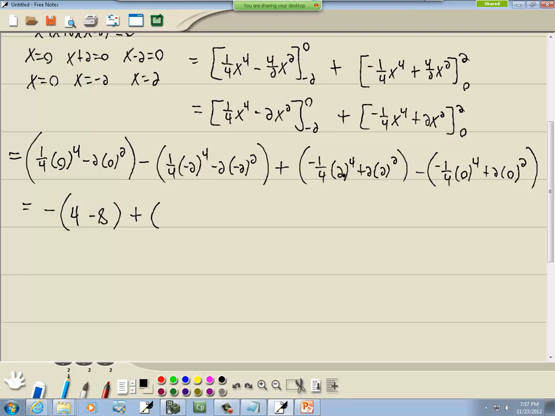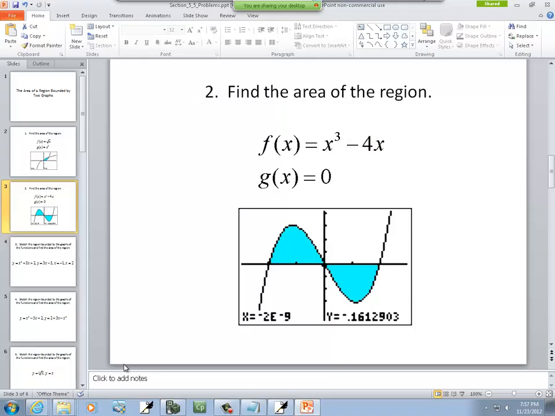2 to the 4th is 16, divided by 4 is 4, so we got negative 4. And 2 squared is 4 times 2 is 8. Well, this gives us negative 4, and negative 4 plus 8 gives us 4. And here a negative negative gives us positive 4 plus 4, which gives us 8. And that's our answer. Now one thing I want to point out on this one.